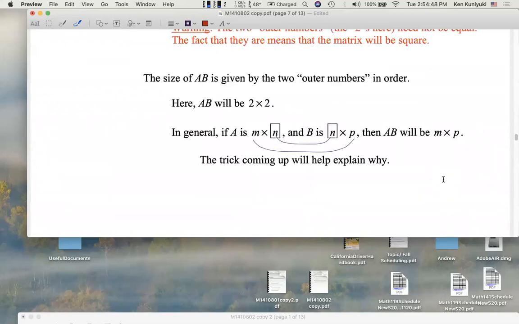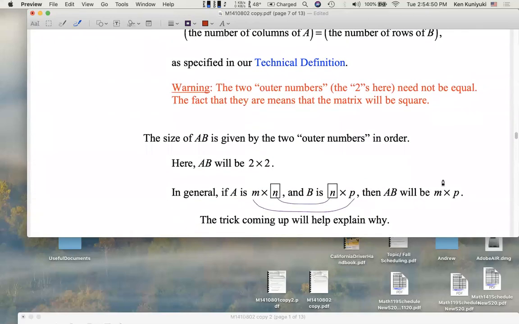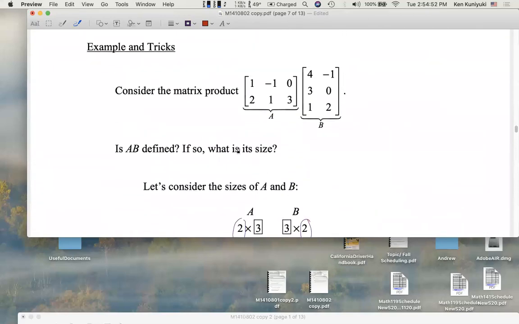Okay, so we're going to go back to the two matrices. Oh yeah, we have the two matrices here. Okay, we established that AB is defined. The result will be a 2 by 2 matrix. But what are the entries? All right.